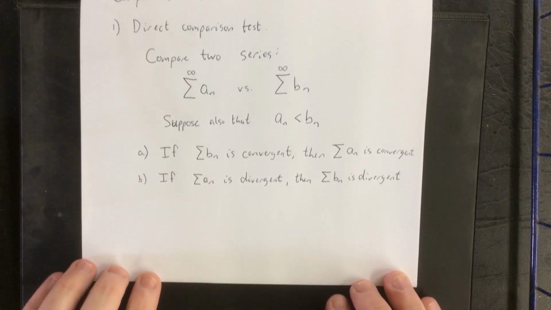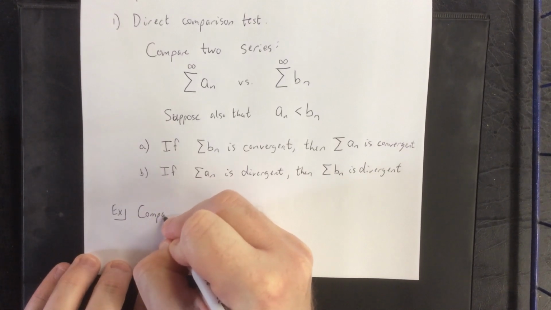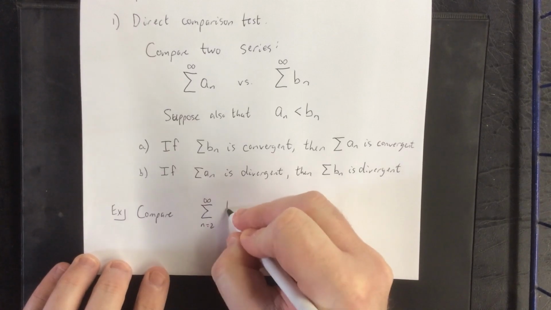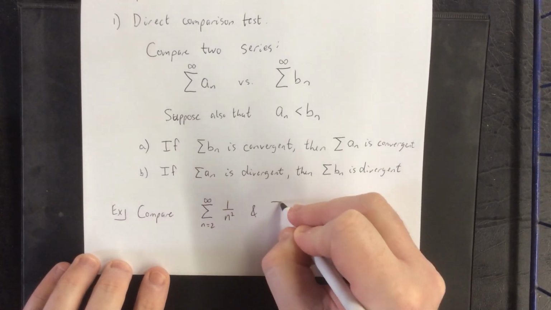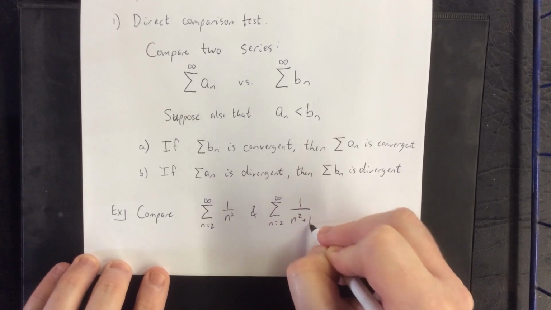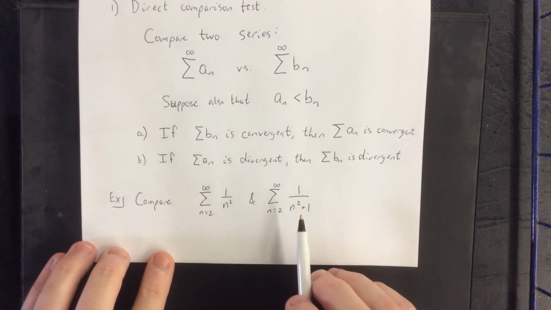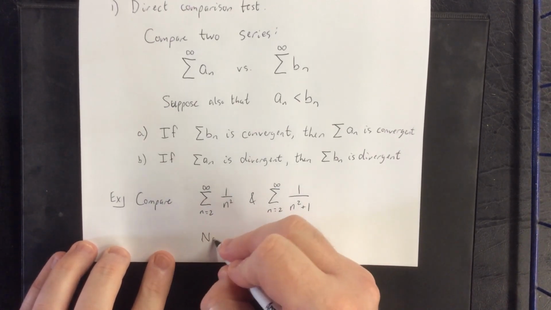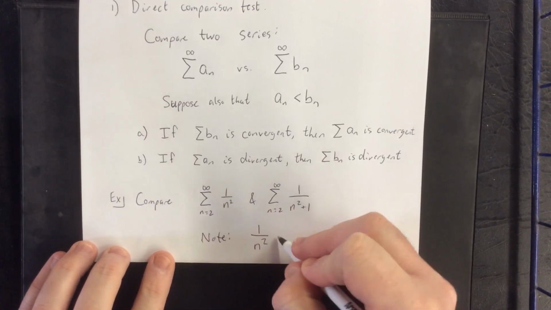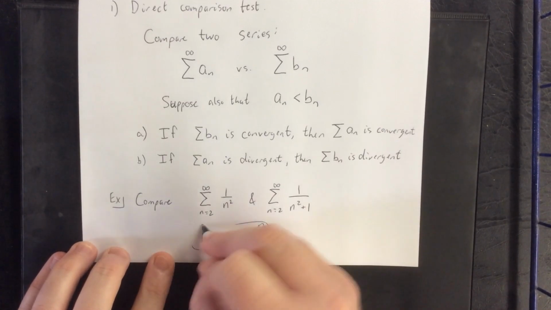Now, as it pertains to what we did up top, if we were to compare the sum from n equals 2 to infinity of 1 over n squared, and the sum from n equals 2 to infinity of 1 over n squared plus 1. The first thing to note is that the second series has a larger denominator, therefore it is going to be the smaller of the two series. Wait a sec. No, that's backwards. Screw it. New page.